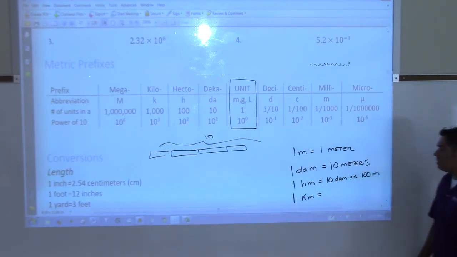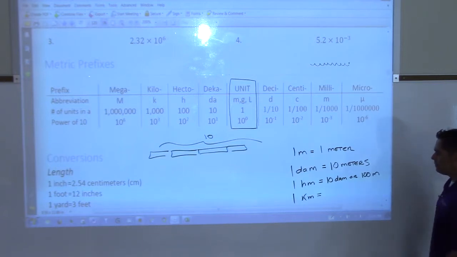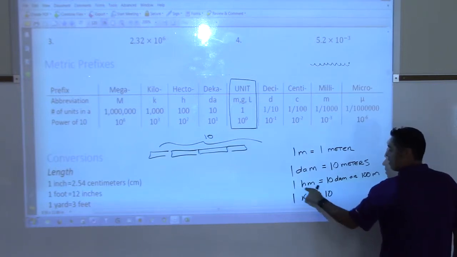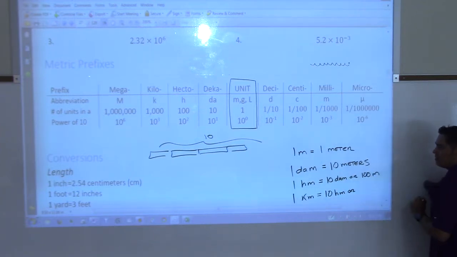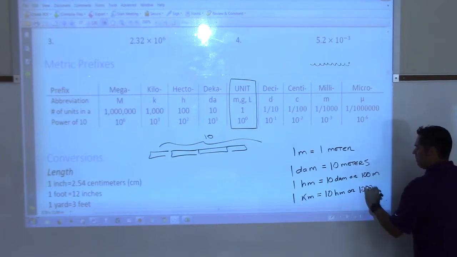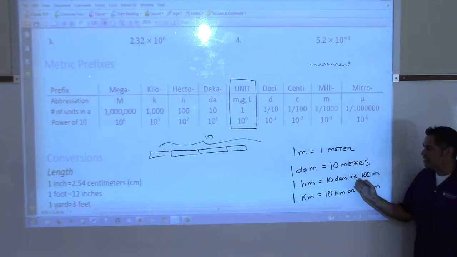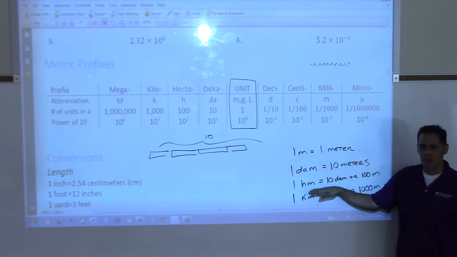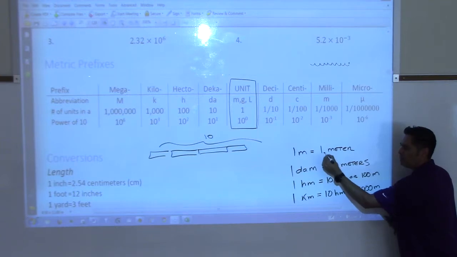So a kilometer is 10 what? It's 10 of those hectometers. Or if we want to go back to our base unit, how many? 1,000 meters. But the key to this is that to move from one to the other, all you're really doing is just taking the decimal point on meter and moving it.